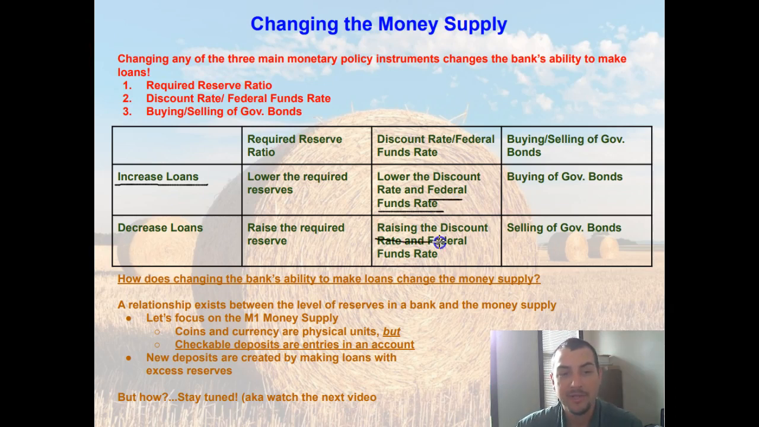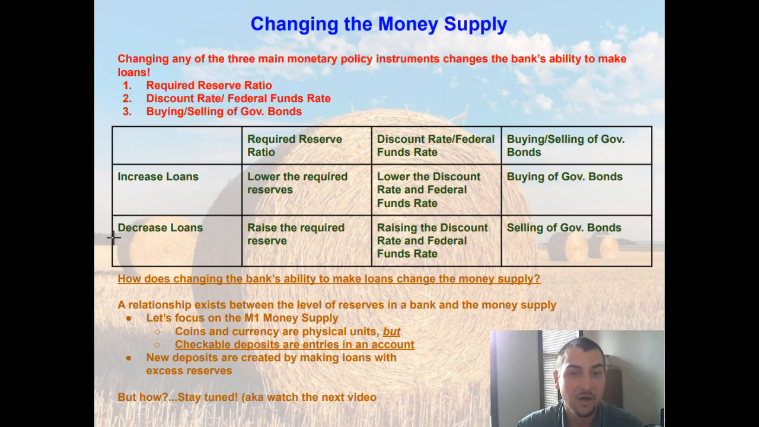But the opposite will happen if they raise those interest rates, raise the discount rate, raise the federal funds rate. If they raise those interest rates, now the banks are having to pay more for the money that they are trying to loan out. They're going to have to pay a higher interest rate, a higher cost to obtain that money to loan it out to somebody else.